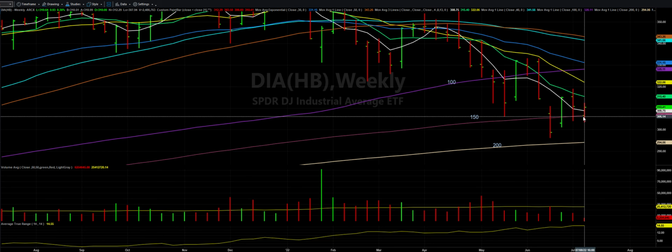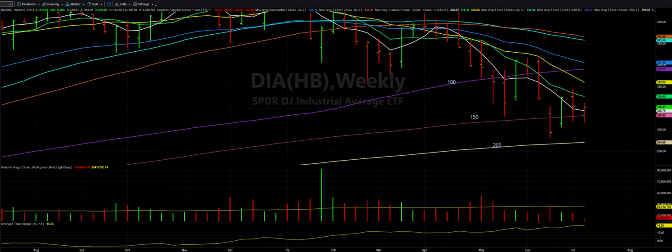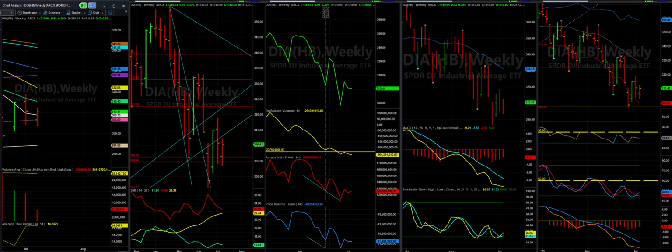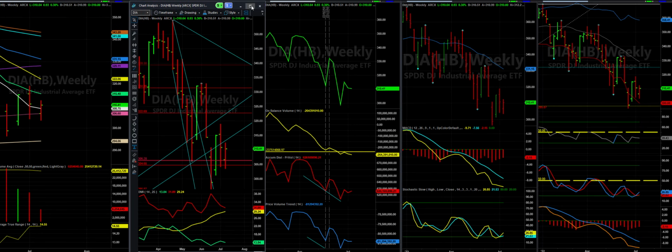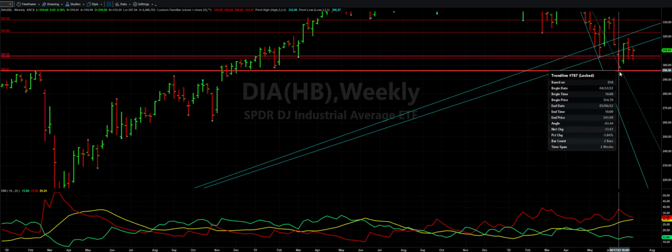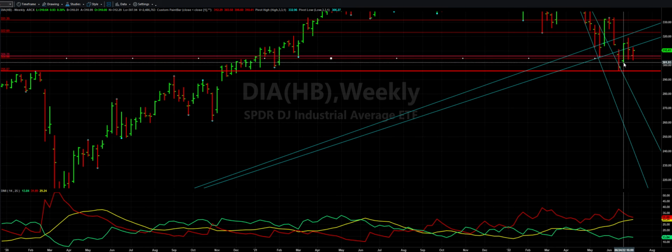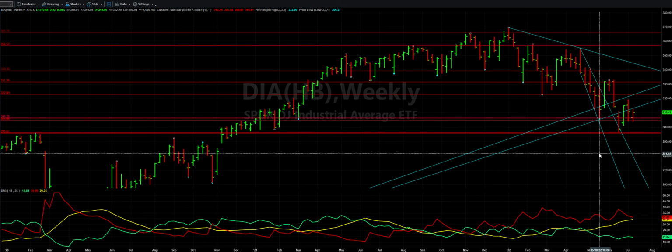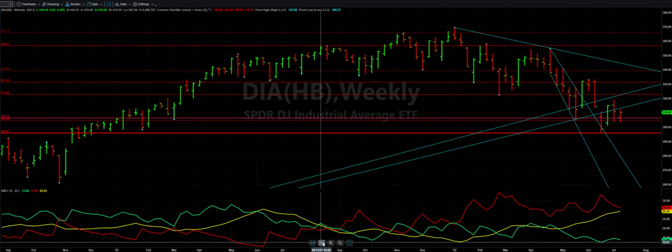All right, we did find support at the 150-week moving average, and we bounced off of it. But we got that downward trending 8-week moving average looking right at us, right overhead. We got a downward trending 50-day moving average on the daily chart. We got a downward trending 21-day moving average on the daily chart. Downward trending 8-week moving average on the weekly chart. Be careful.